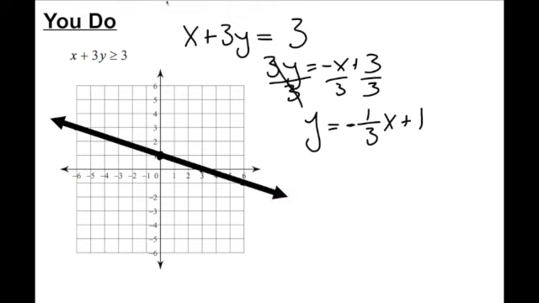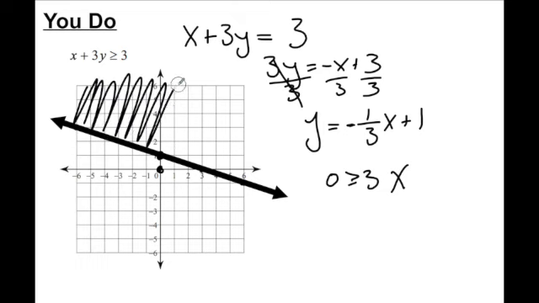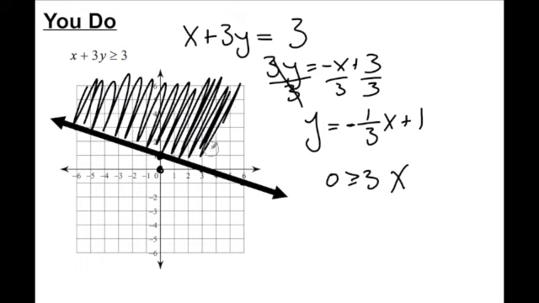Okay, we're going to choose (0, 0) because that is not on the line, so it's an option, and I get 0 is greater than or equal to 3, and that is false. So I'm going to shade on the opposite side of the line, above it, because (0, 0) makes it false, so everything on the same side of (0, 0) is also false.